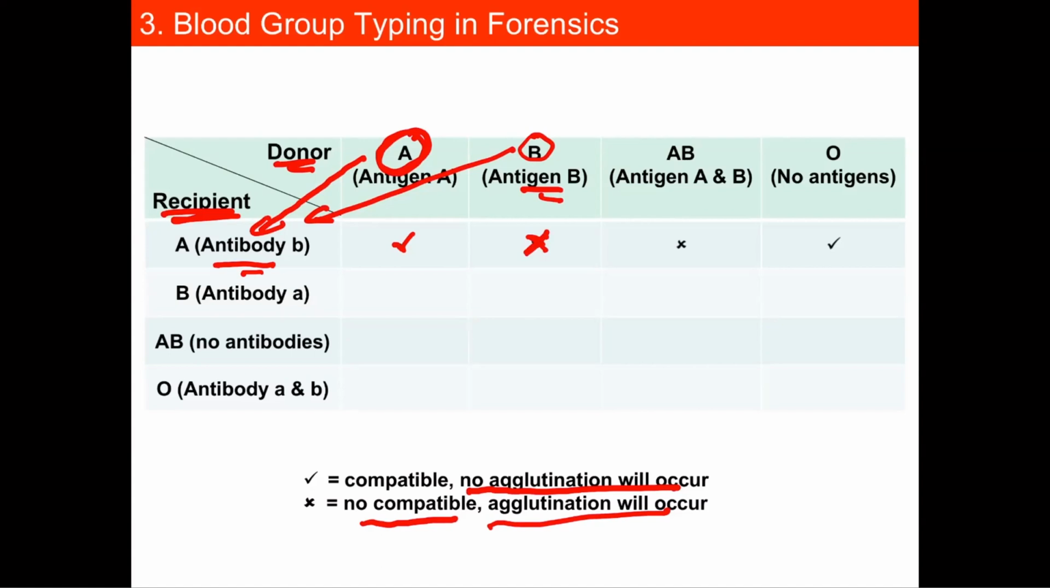Now, can AB donate to A? Cannot also. Why? Because AB has the antigen B and A has antibody B. So again, there will be clumping. So cannot. And finally, O. Can blood group O donate to A? The answer is yes. Why? Because it has no antigens. There are no antigens on the surface, and because there are no antigens, you are not going to get clumping, and hence you can donate.